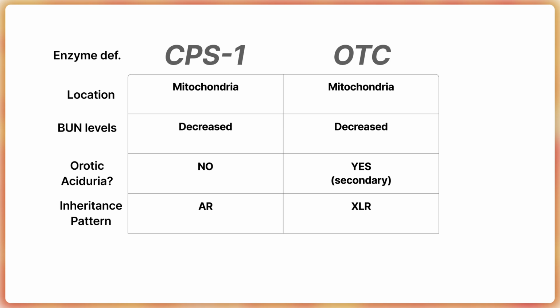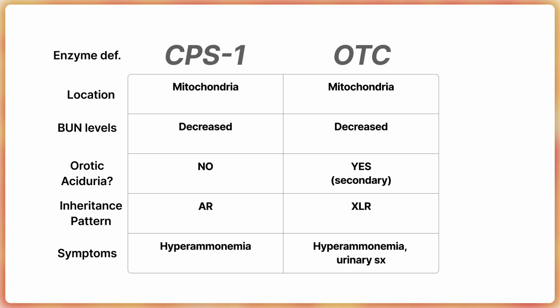Lastly, for the symptoms, as we've already discussed, both will lead to hyperammonemia. However, because OTC deficiency also leads to orotic aciduria, it is associated with urinary symptoms as well, such as dysuria and precipitation of orotic acid crystals in the urine, which may appear as cloudy urine or sediment.